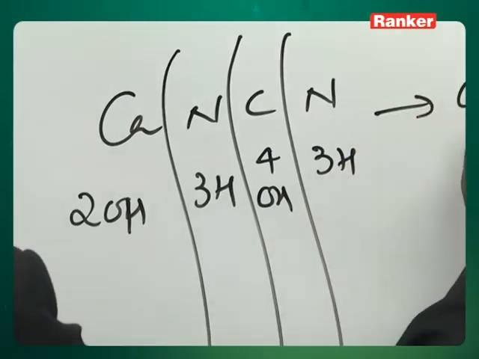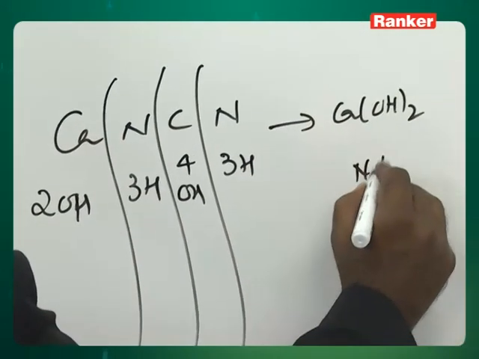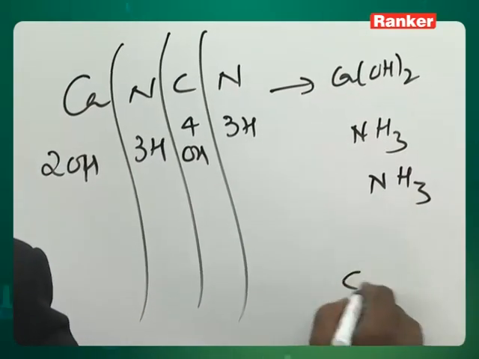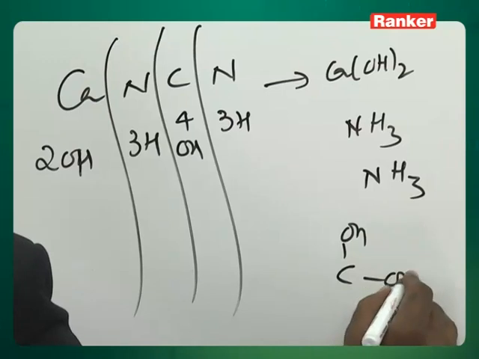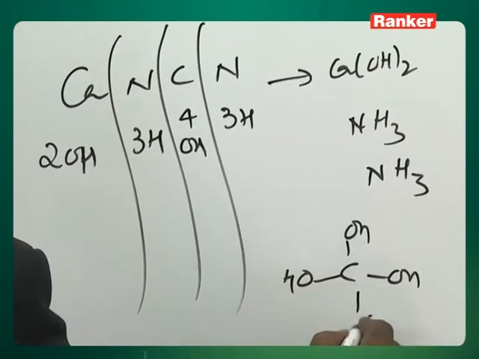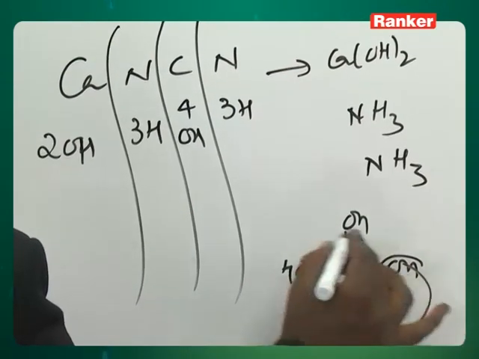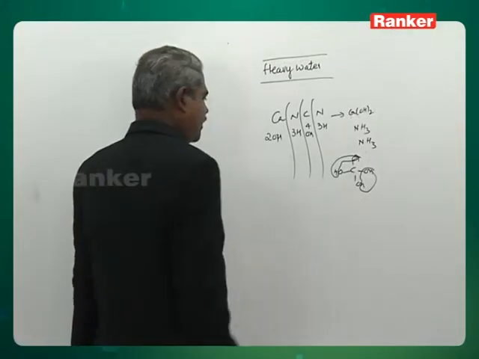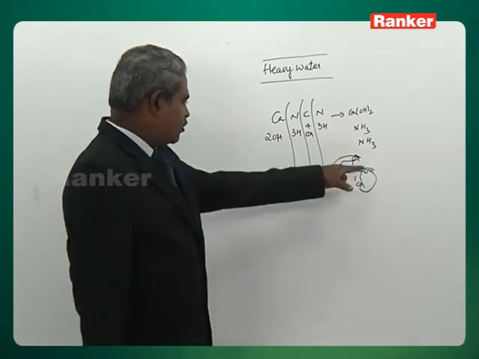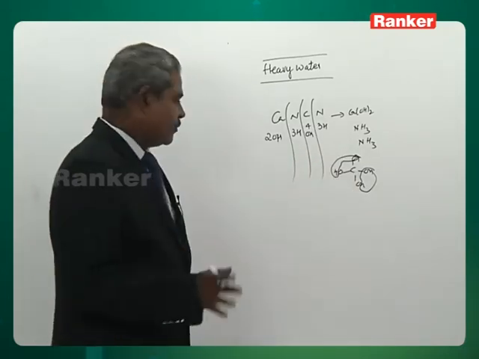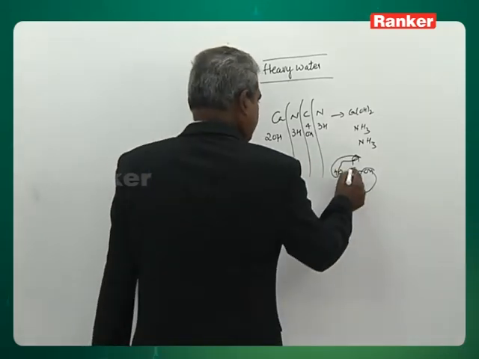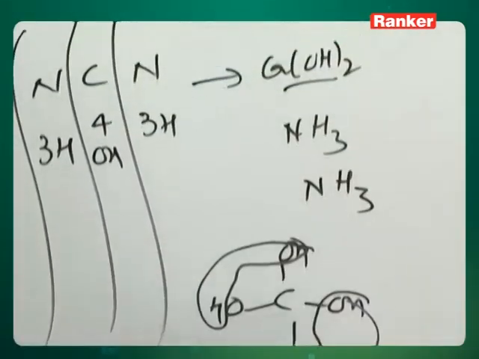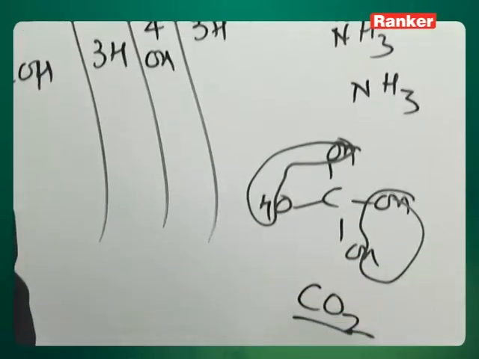Calcium hydroxide, ammonia, C(OH)4, and H2O, because carbon cannot handle more than one OH. Automatic loss of water. Water is lost automatically. You get C(OH)4, which is nothing but carbon dioxide. So this calcium hydroxide and carbon dioxide end up giving CaCO3.